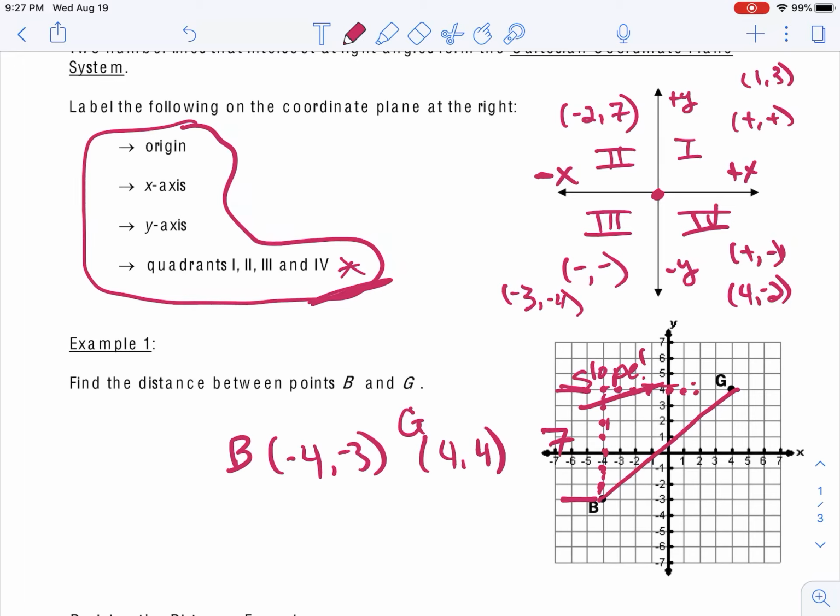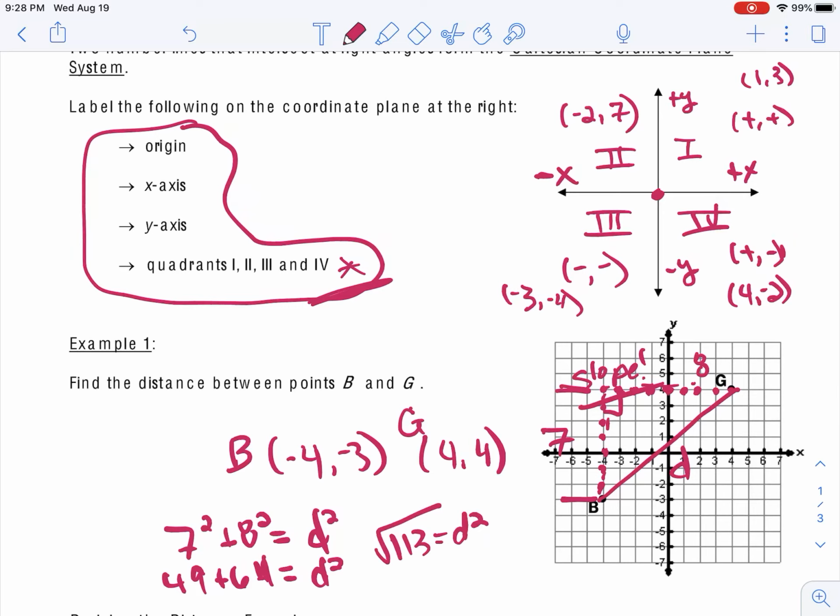Sorry, didn't count that right. 1, 2, 3, 4, 5, 6, 7, 8. This side is 8. So that's a right angle. So we could go 7 squared plus 8 squared equals this side, our distance. So we have 49 plus 64 equals our distance squared. And that was a 4. So then we have 113 equals our distance squared. And you are perfectly allowed, it's legal to leave that as the square root of 113.